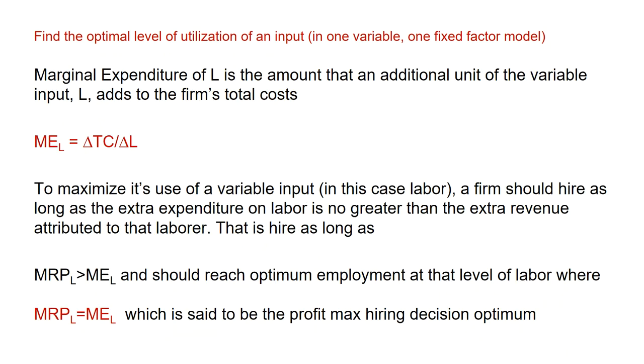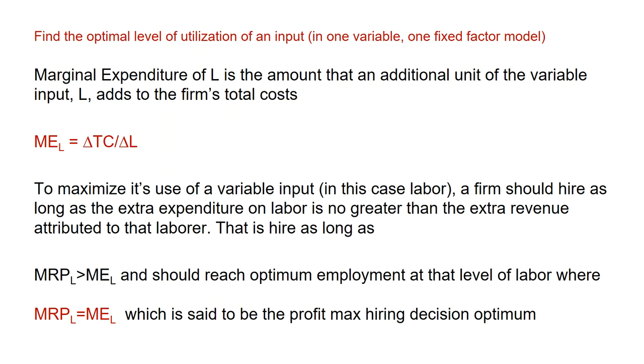So again, we're looking for that optimal level. How do we get there? Well, we need another thing, and that is how much we spend on labor. We're going to be paying a wage rate for that labor, but what is the extra expenditure of hiring an extra worker? As it turns out, if it's a competitive market, it's just the wage rate. But how do we see that? The marginal expenditure on labor is equal to the change in total cost divided by the change in labor.